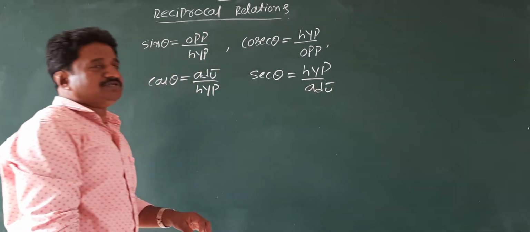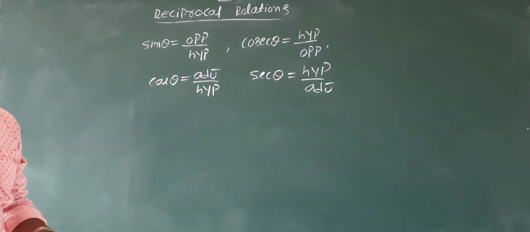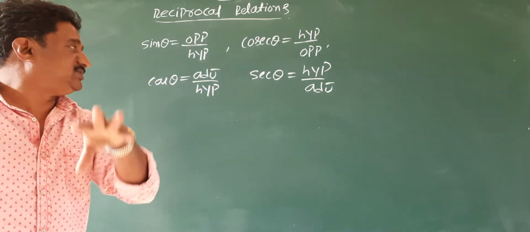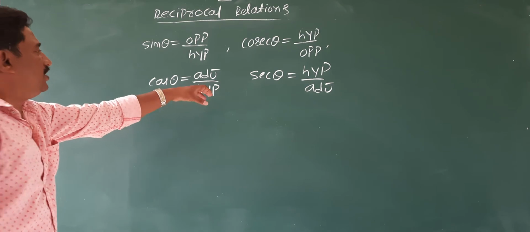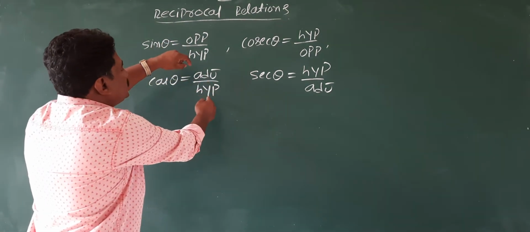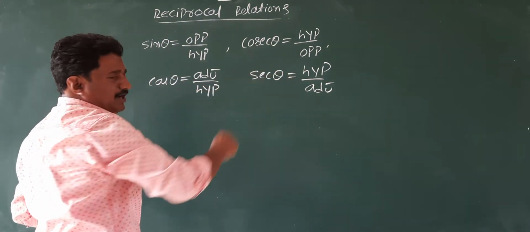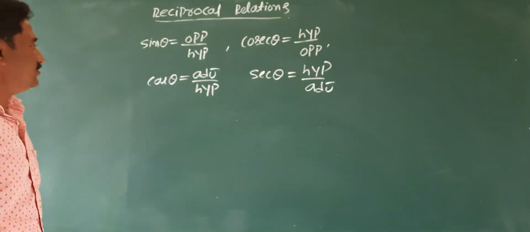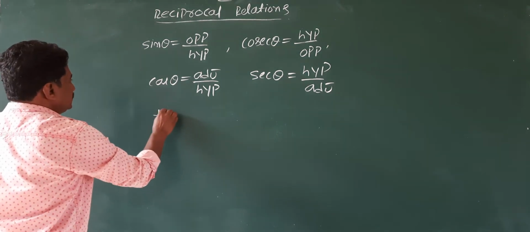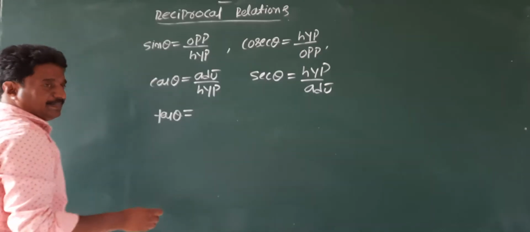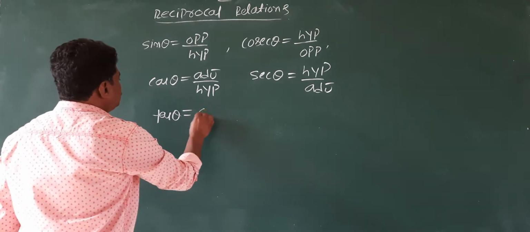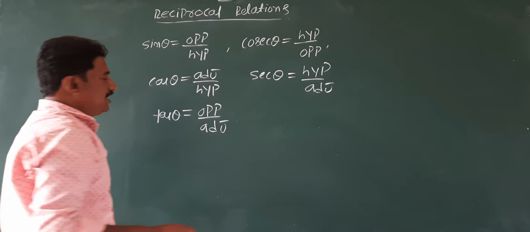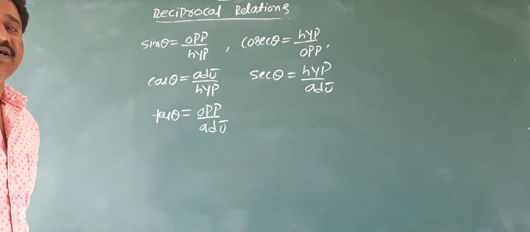Here I am doing revision, students. Whatever I explained in last class, let us recall them once. What is the reciprocal of adjacent by hypotenuse? Hypotenuse by adjacent. Reciprocaling means reversing, interchanging. Tan theta. So tell me tan theta, students. Tan theta is opposite by adjacent.